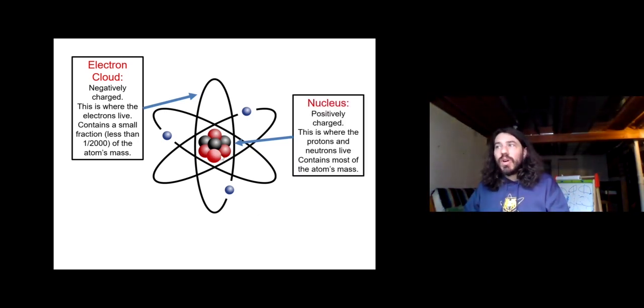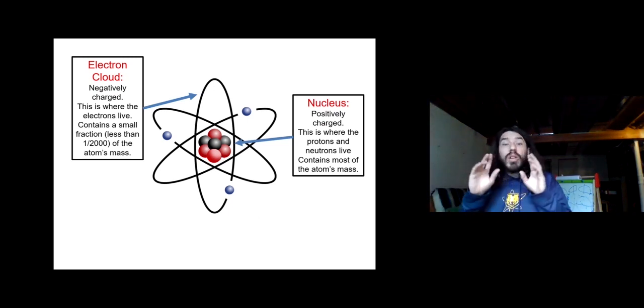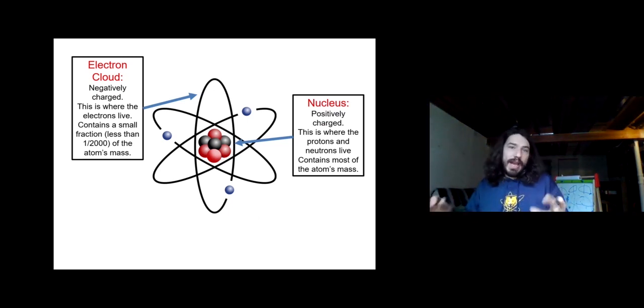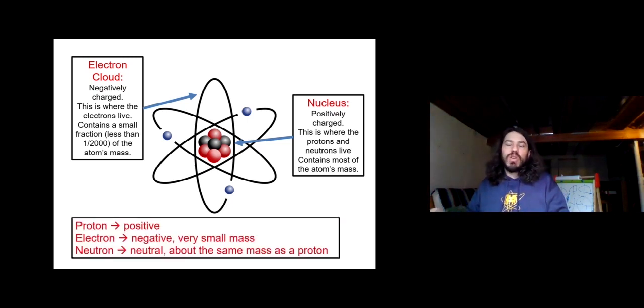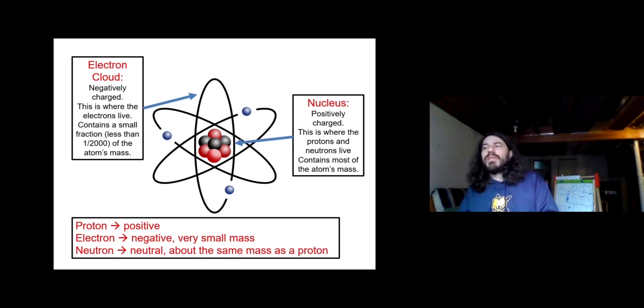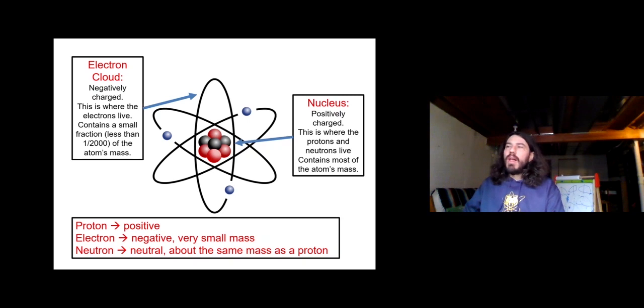And in the nucleus, of course, this is where the protons and neutrons live, and the nucleus contains most of the atom's mass. And so here's just a summary. Most of this we've learned before, but not all of it. So protons are positive, electrons are negative, and neutrons are, of course, neutral. And they have about the same mass as a proton.